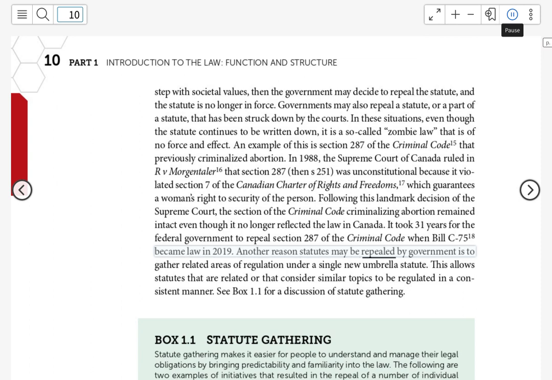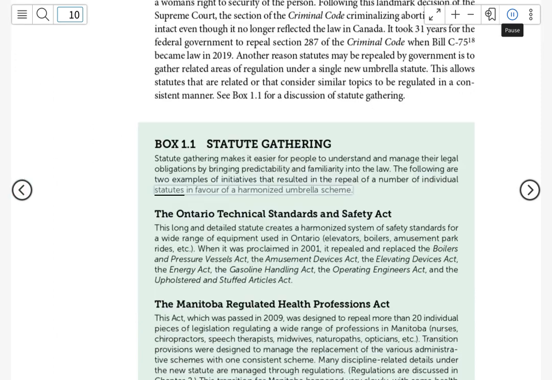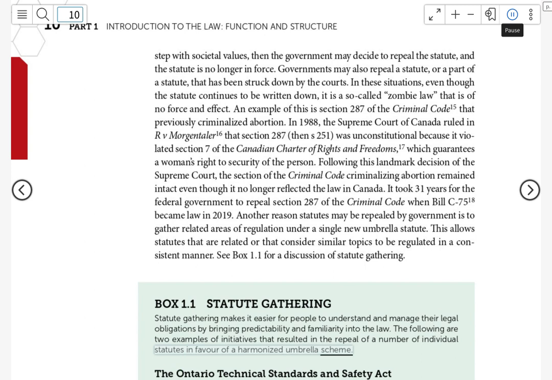Another reason statutes may be repealed by government is to gather related areas of regulation under a single new umbrella statute. This allows statutes that are related or that consider similar topics to be regulated in a consistent manner. See Box 1.1 for a discussion of statute gathering. Box 1.1 Statute gathering. Statute gathering makes it easier for people to understand and manage their legal obligations by bringing predictability and familiarity into the law. The following are two examples of initiatives that resulted in the repeal of a number of individual statutes in favor of a harmonized umbrella scheme.